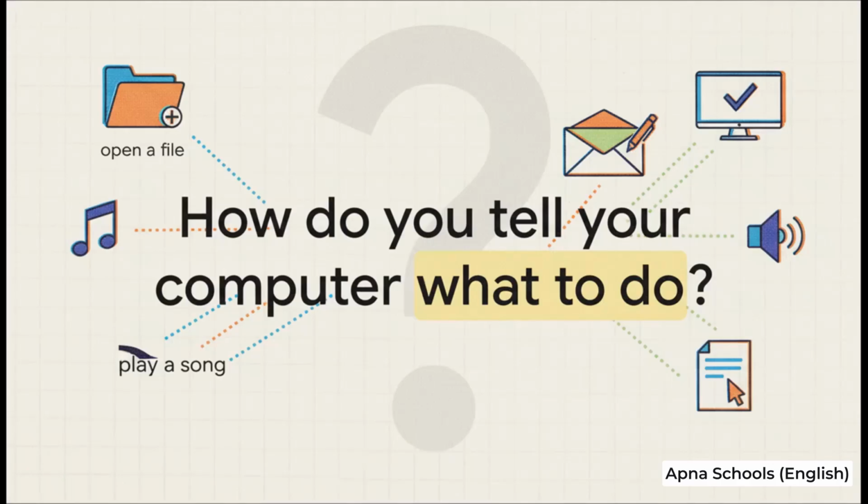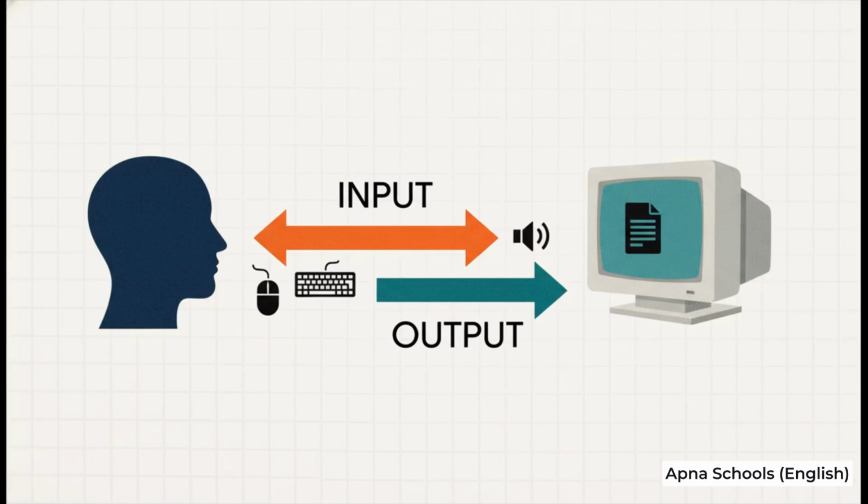So let's just start with this really simple question. You want to open a file, right? Or play a song, or shoot off an email. How do you actually tell your computer to do that? And maybe even more importantly, how does it let you know, hey, I got it, and here's what you asked for? You know, it all boils down to this one simple idea.